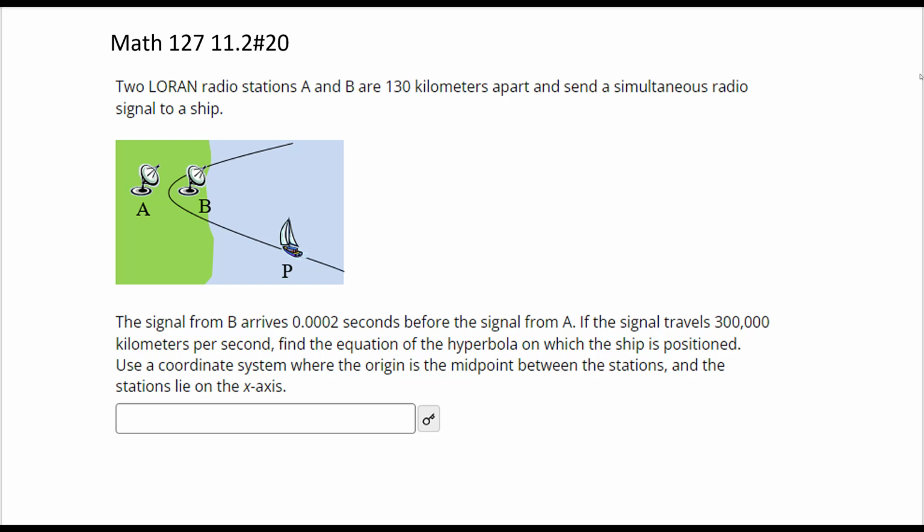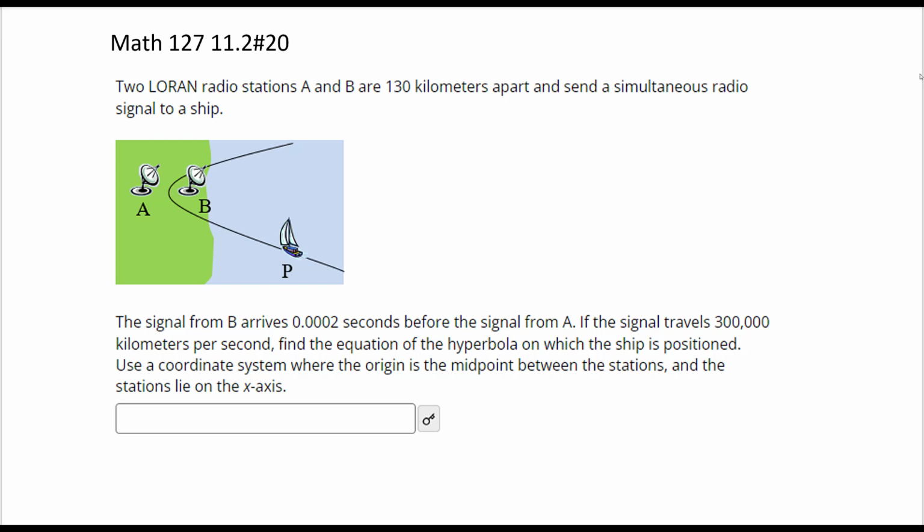This is an interesting application problem. It says two LORAN radio stations, A and B, are located 130 kilometers apart and send a simultaneous radio signal to a ship. The signal from B arrives 0.0002 seconds before the signal from A. If the signal travels 300,000 kilometers per second, that's the speed of light, find the equation of the hyperbola on which the ship is positioned. Use a coordinate system where the origin is the midpoint between the stations.